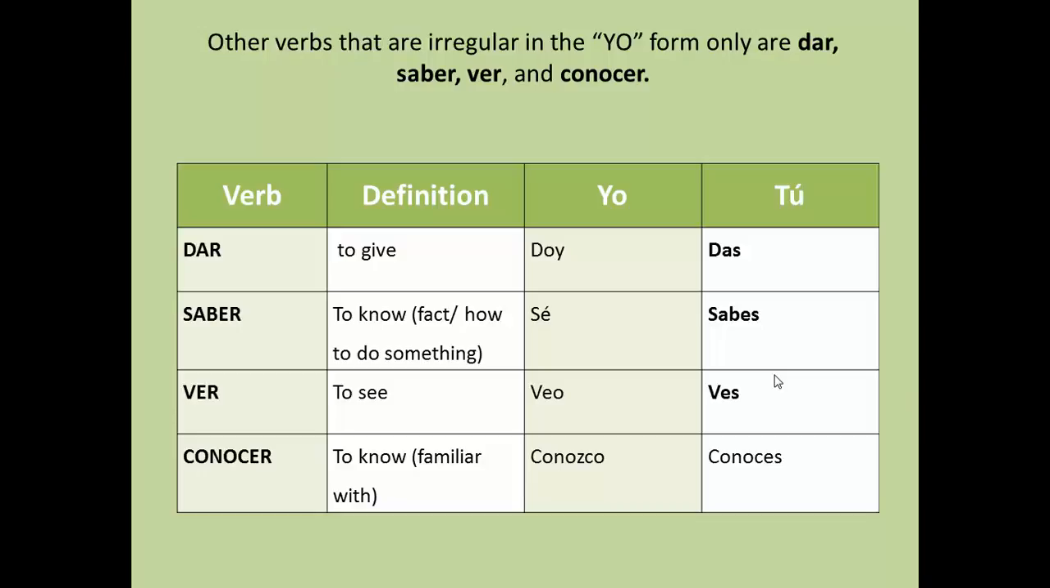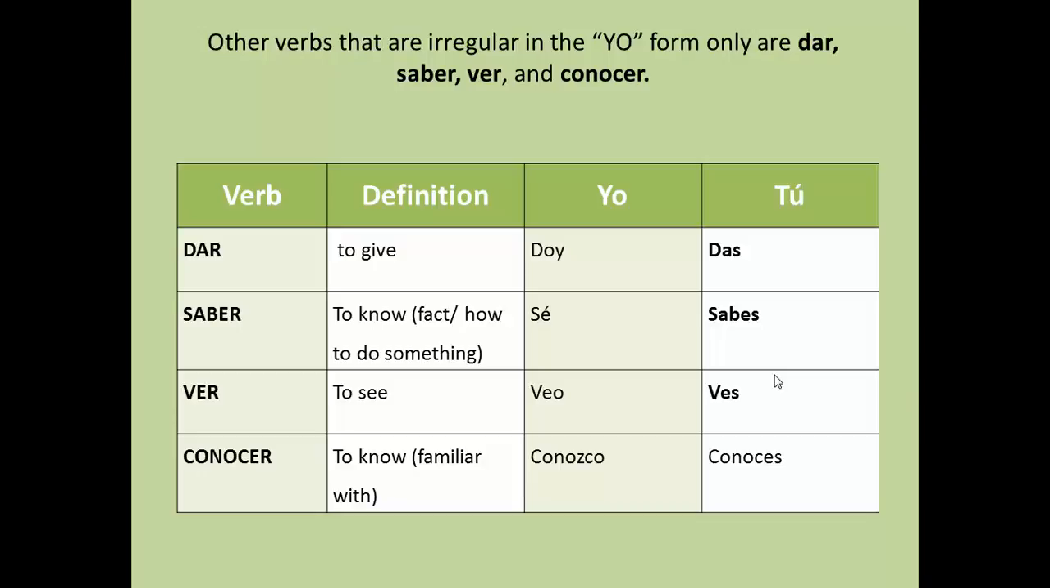So dar, to give, goes doy, and then das. And the rest of the conjugations are very similar to the verb ir, right? Voy, vas, va, vamos, vais, van. This is doy, das, da, damos, dais, dan.